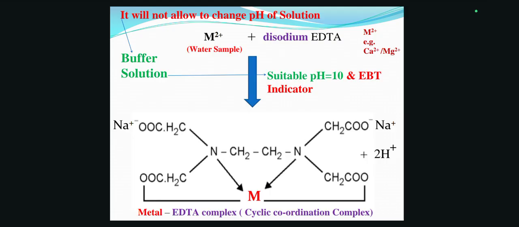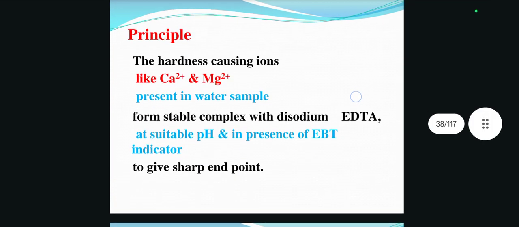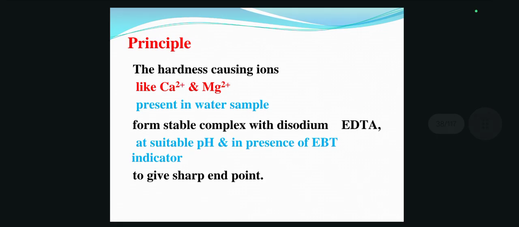So complex formation, right? How do we get the idea that complex formation takes place? Through color change, right? And for that color change we are using EBT indicator. So here first we will see the principle. What is the principle of determination of hardness of water sample? The principle is very simple.